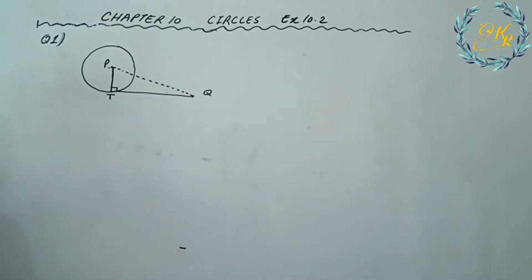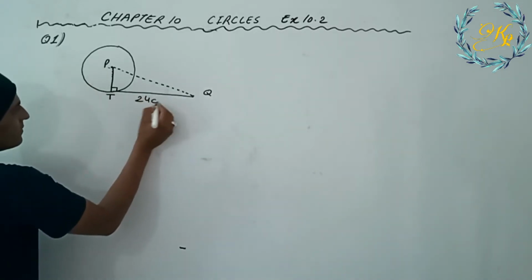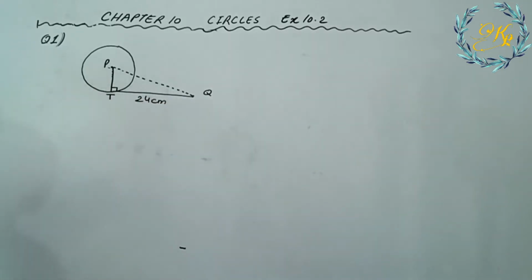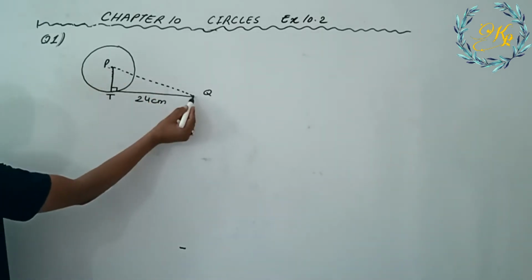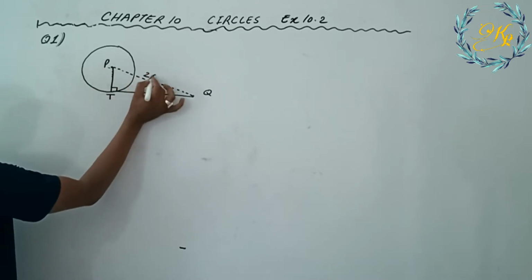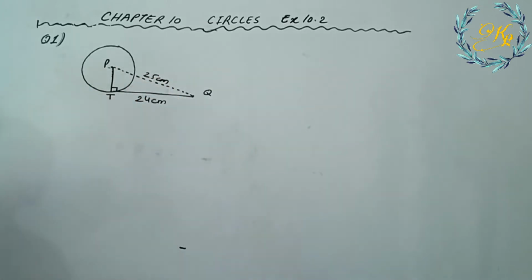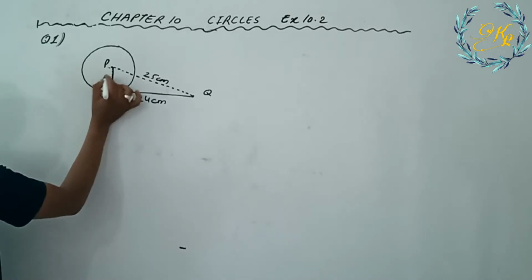So in the question we are given that from a point Q, the length of the tangent to a circle is 24. So the length of the tangent given is 24 centimeters. Second, the distance of point Q from the center. This length, the distance of point Q from the center of the circle, is 25 centimeters. And we are supposed to find the radius of the circle.